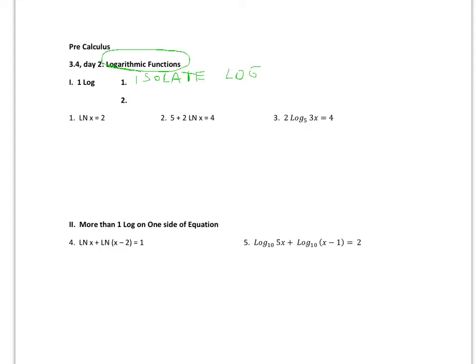Then once we have the logarithm by itself, we're going to put the logarithmic equation back into exponential form. So we'll say put back into exponential form. And then we'll be able to solve for x. And that's using the definition for logarithms.